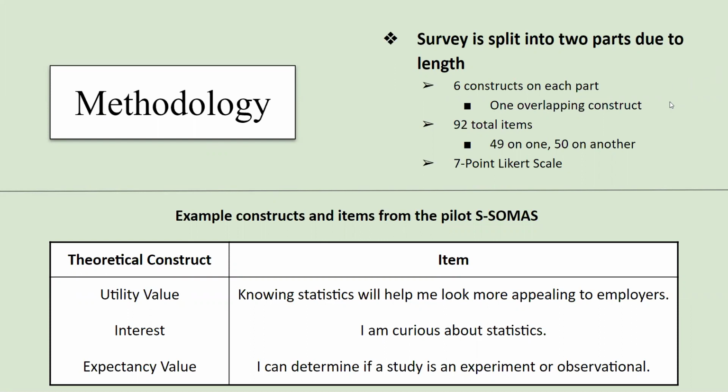And it was collected on a 7-point Likert scale from strongly disagree to strongly agree. And below you can see just a quick example of the various theoretical constructs and items that fall within them.